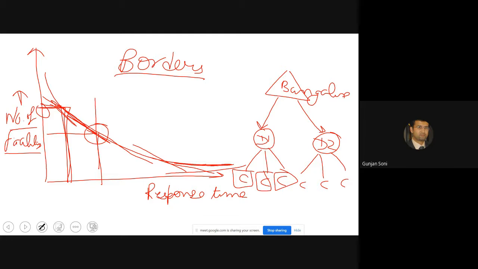So name some products which can be made totally online and for which physical stores are not required. Anyone?